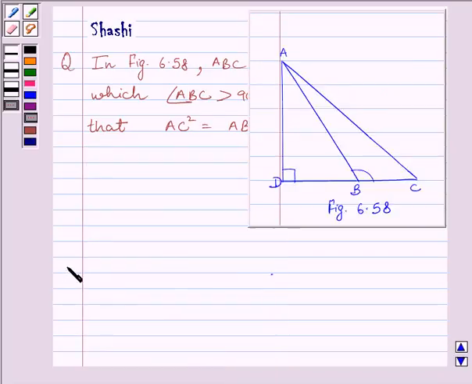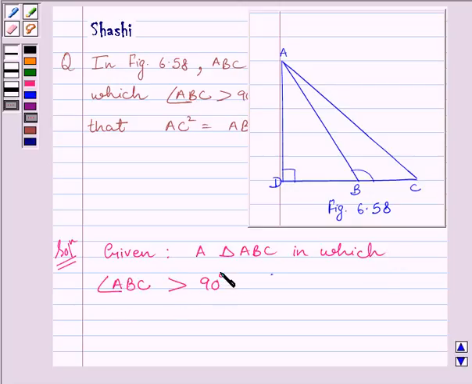Let us now start with the solution. First of all, we will write whatever is given in the question. We are given a triangle ABC in which angle ABC is greater than 90 degree and AD is perpendicular to CB.